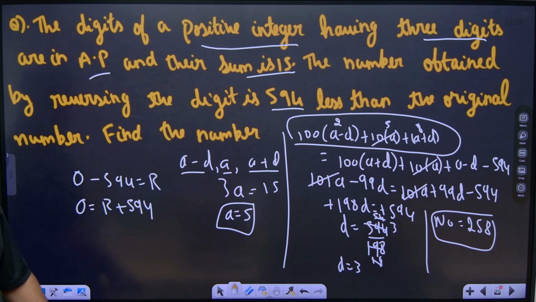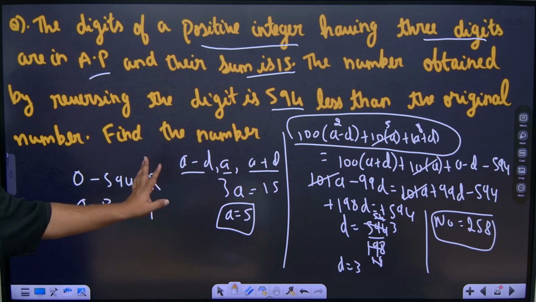Understood? Is it clear? You can write this down. This is also highly important. In AP, out of this, nothing else will come. This much concepts are enough.